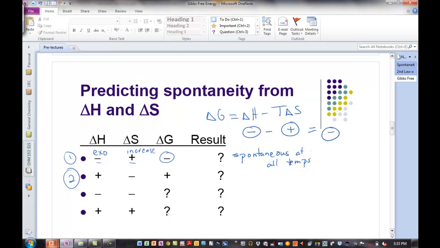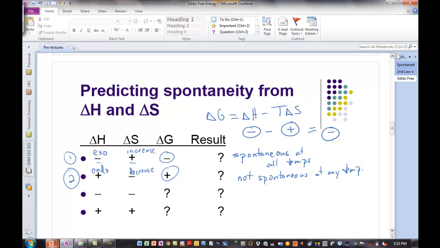That's all there is to it. The other situation is the opposite. We have endothermic, which leads to a decrease in entropy. We will always get a positive delta G, and that would indicate it's not spontaneous at any temperature. Those are the cut and dried situations.